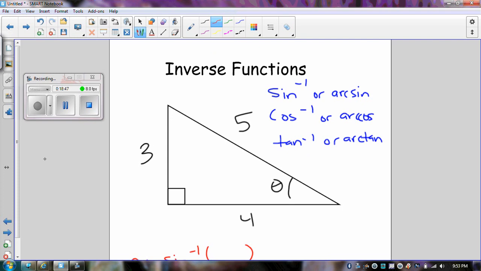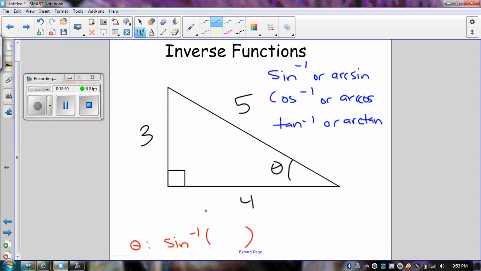So go back down to here. In this problem, if we're trying to solve for theta, what is the opposite over hypotenuse? Well, the opposite is 3, and the hypotenuse is 5. So if you grab your calculator right now, and if you do inverse sine, which is usually the second function for sine, and then in parentheses do 3/5, or 3 over 5, you'll end up getting that theta is approximately 37 degrees.